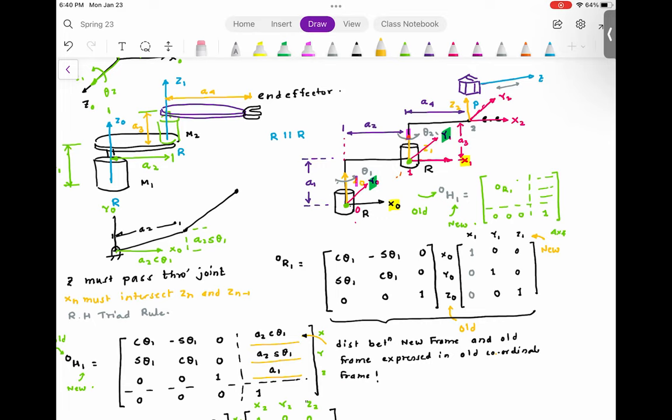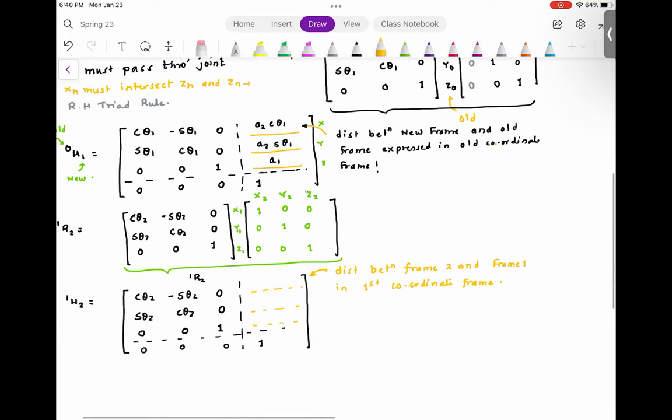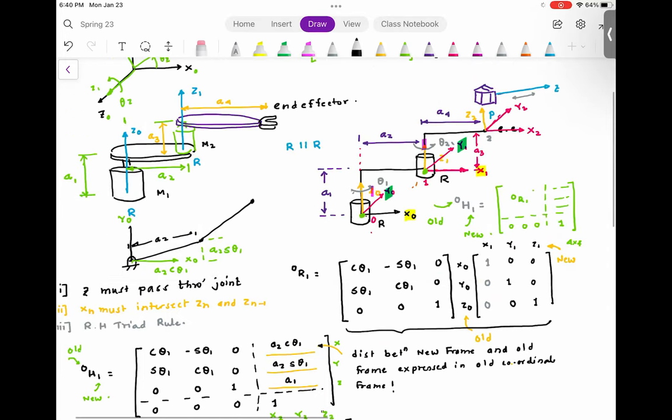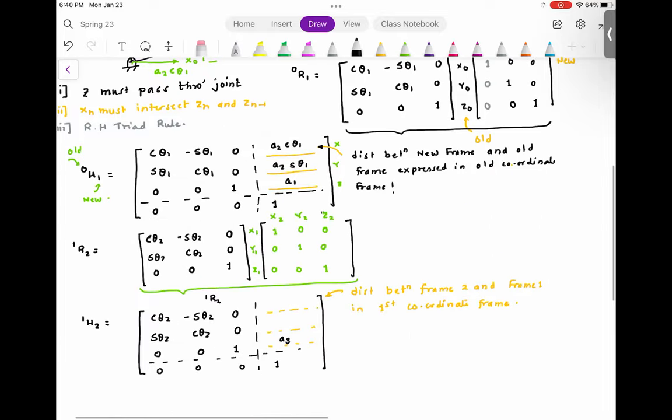Please understand, this relationship must be valid for all the values of joint variables. Even if theta 2 is 0, that relationship must be valid. Theta 1 is 0, that relationship must be valid. No matter what you do, that relationship must be true. So I'm going to write down the distances. The distance is A3, and this A3 is going to be positive, because A3 is in the same direction as V1. Then A4 cosine theta 2, A4 sine theta 2. Everyone understood this?